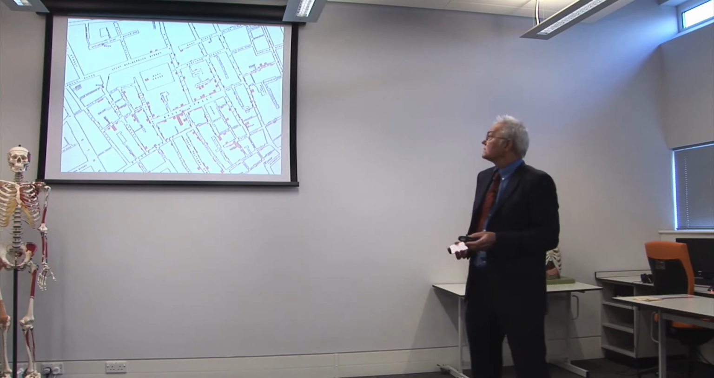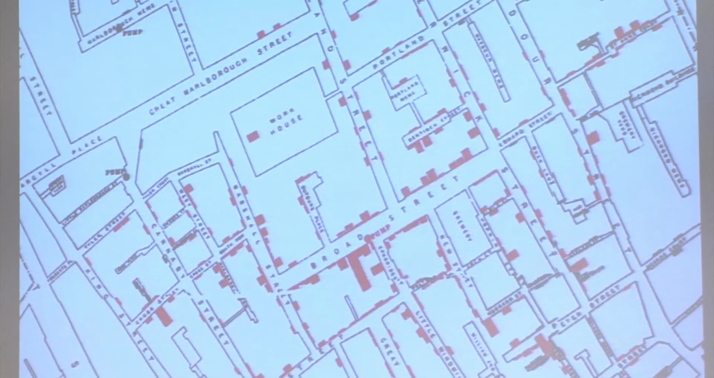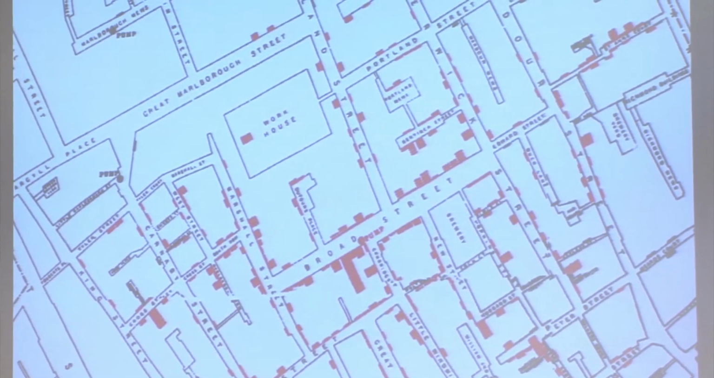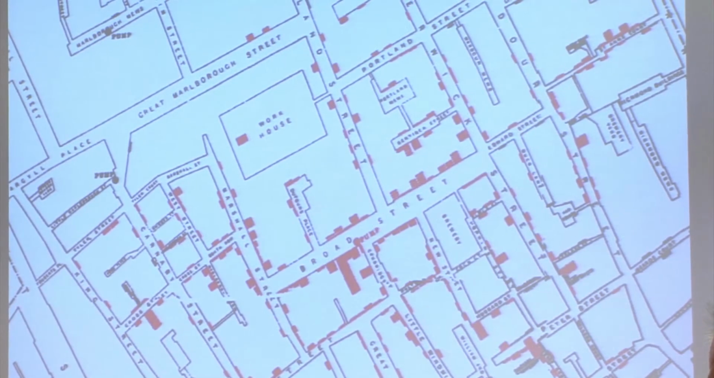And it's the first example of using spatial or geographical mapping methods to understand the distribution of, and therefore the factors causing, disease of various kinds.